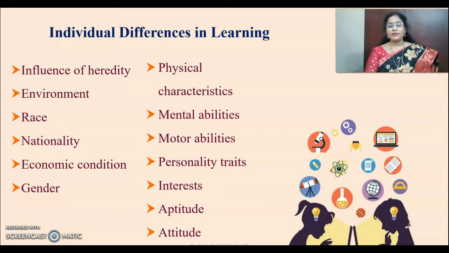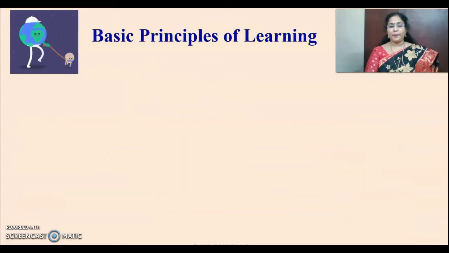At the end of the class, if the teacher is conducting a test, each student scores differently. That is the individual difference. That is the influence of heredity, environment, race, nationality, economic condition, gender, physical characteristics, mental abilities, motor abilities, personality traits, interest, aptitude, attitude. Each of all these traits is different for different people.